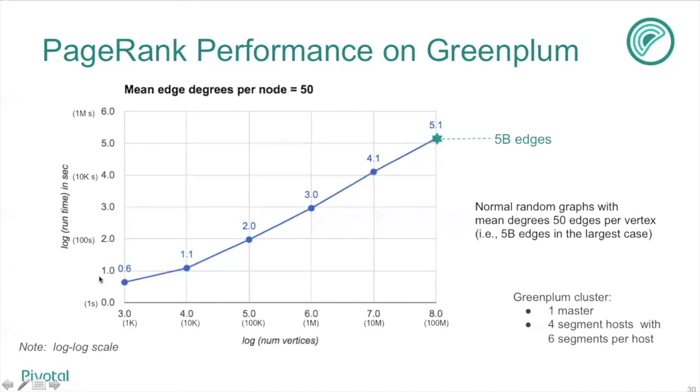So the key thing here is linear predictable scalability or sublinear scalability with graph size. So this is really what we want to see. And many other open source and commercial graph databases can't scale like this because they're not built as distributed systems in the way that Greenplum is.